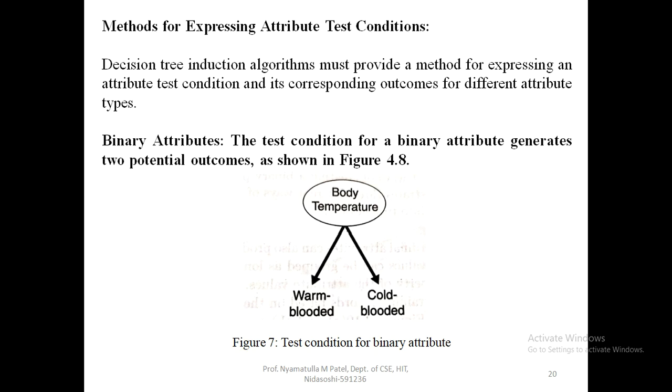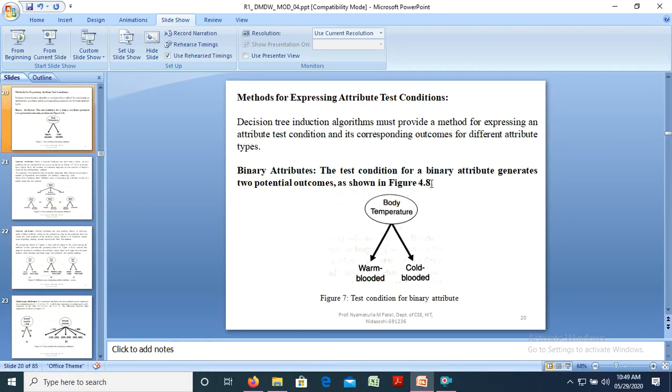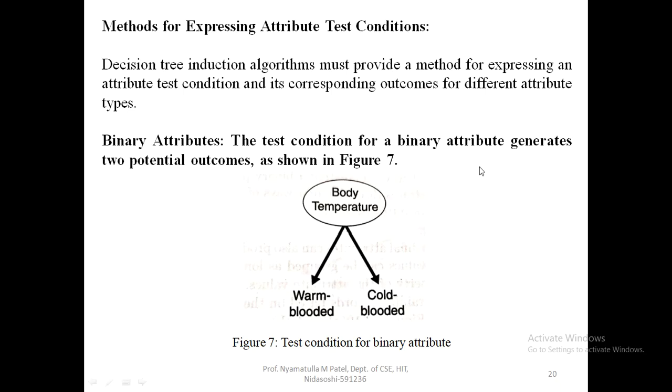Now, methods for expressing attribute test conditions. A decision tree induction algorithm must provide a method for expressing an attribute test condition and its corresponding outcome for different attribute types.